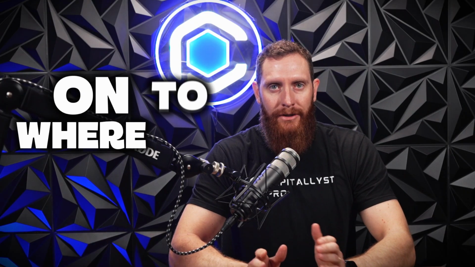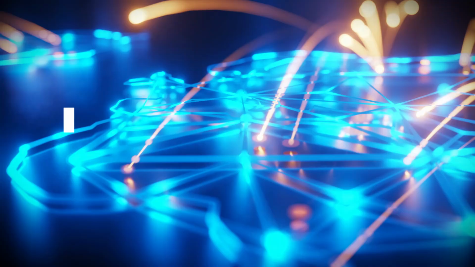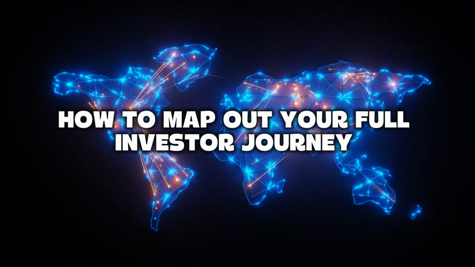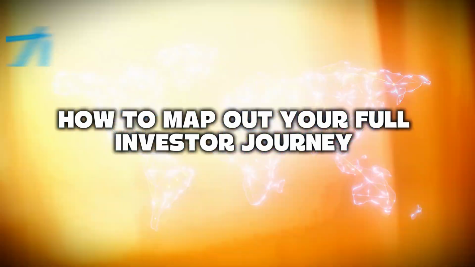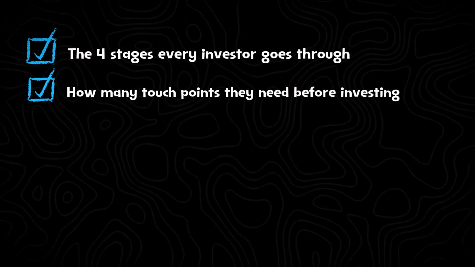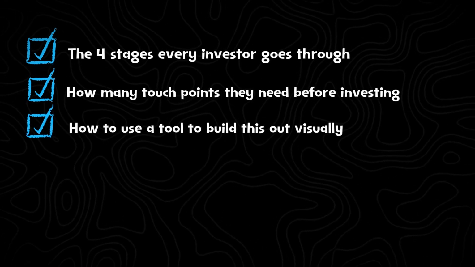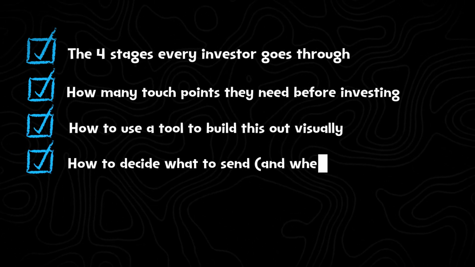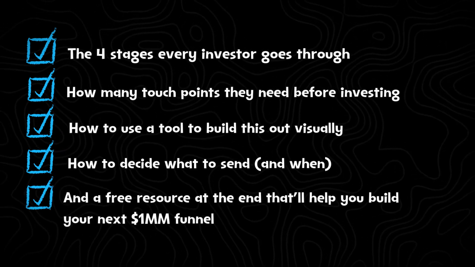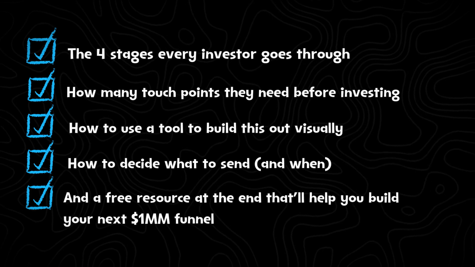I know a ton of fund managers and syndicators that know they need better systems and automations, but don't have a clue on where to start. So in this video, I am going to show you how to map out your full investor journey before you ever touch a workflow or funnel. We'll cover the 4 stages every investor goes through, how many touch points they need before investing, and how to use a tool to build this out visually, how to decide where to send them and when, and I'll even give you a free resource at the end that will help you build your next $1 million funnel.